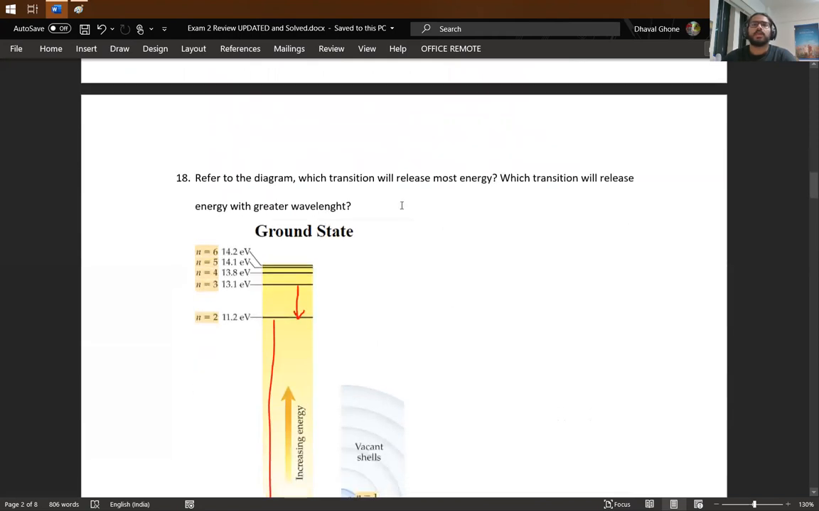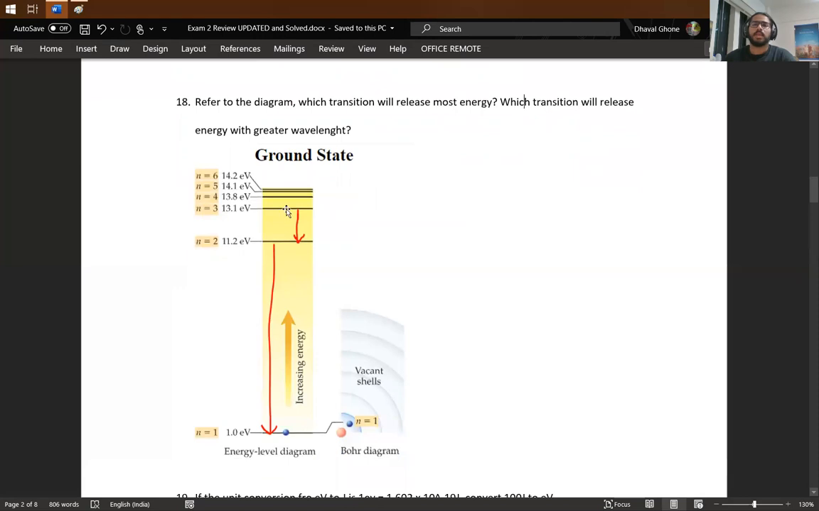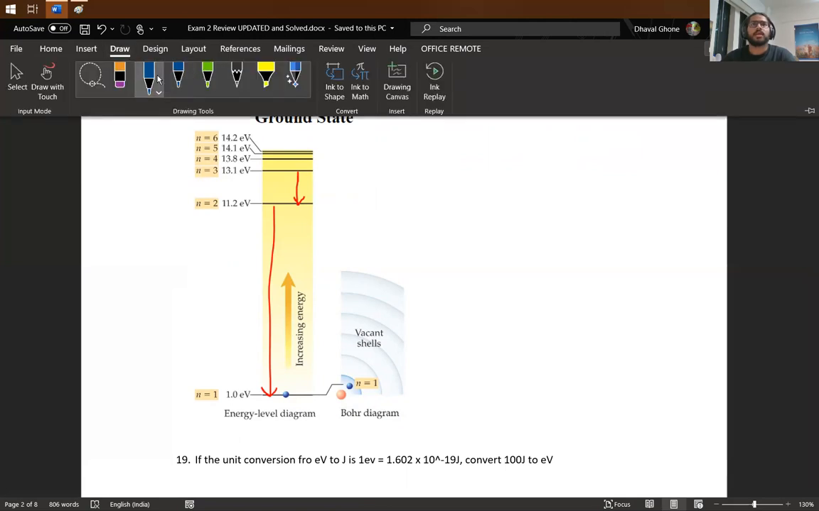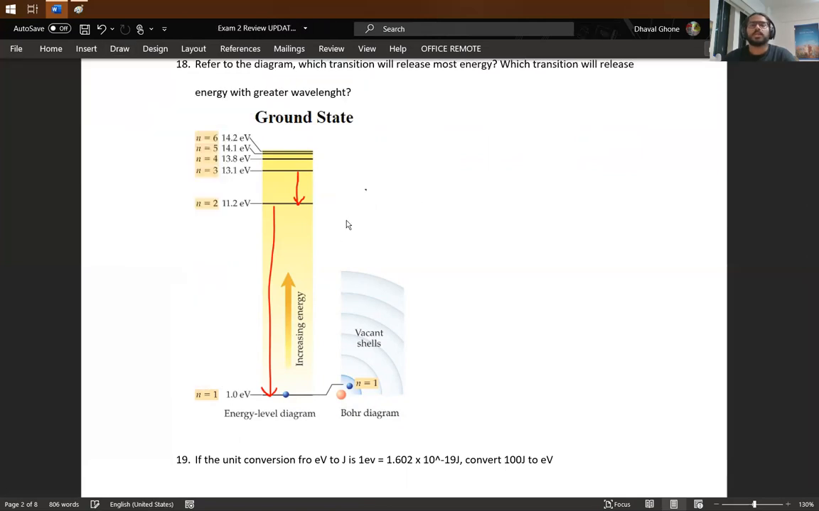Next one. Refer to the diagram below: which transition will release the most energy, and which transition will release energy with greater wavelength? And so you have transitions going from n equals 2 to n equals 1, and this arrow shows that. And another transition is n equals 3 to n equals 2, which this arrow shows. The question is, let's call this transition 1 and let's call this transition number 2. So between 1 and 2, which one would have greater energy and which one would have greater wavelength?